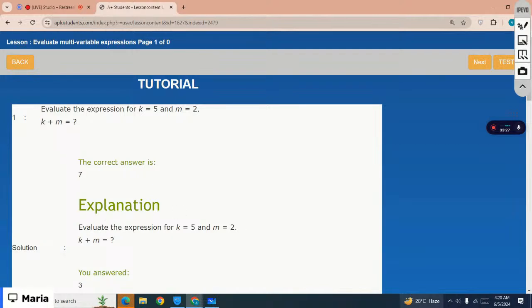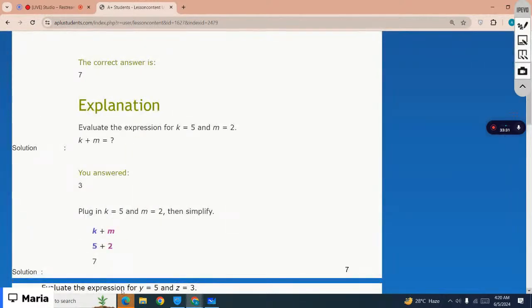So k equals 5 and m equals 2. So that would be 5 plus 2. You have to evaluate, and 5 plus 2 equals 7. The correct option is 7. Let's just start with the test questions.